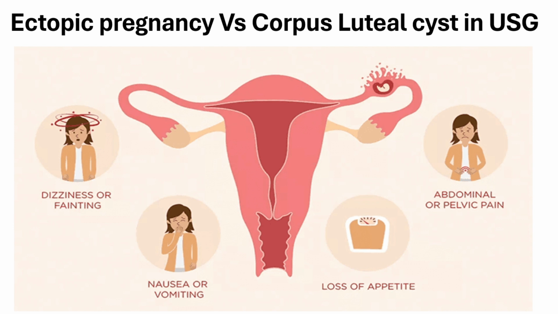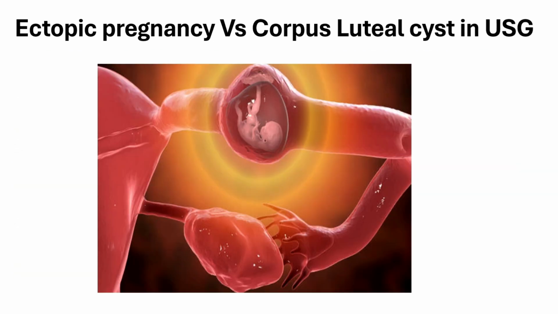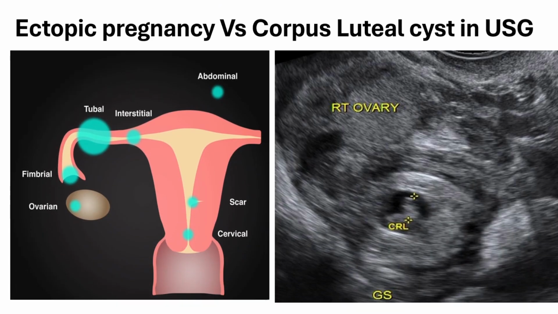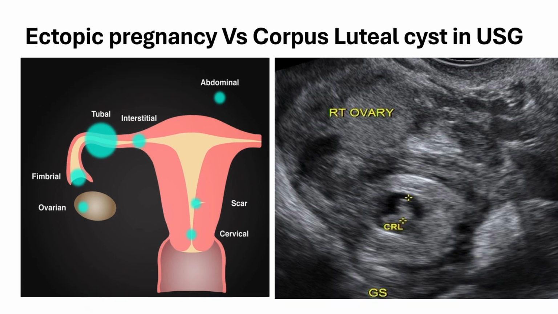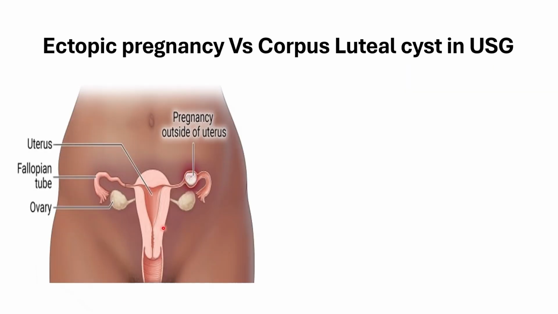So let's begin with what is ectopic pregnancy. Ectopic pregnancy is the implantation of zygote or embryo outside the uterus. The most common site is the tube, that is the ampullary, isthmus or fimbria. Then interstitial, at the junction of the tube and the uterus, we can see here. And then ovarian or cervical, and in case of post-operated or post-LSCS, that is the scar ectopic pregnancy. So the most common site is the tube.